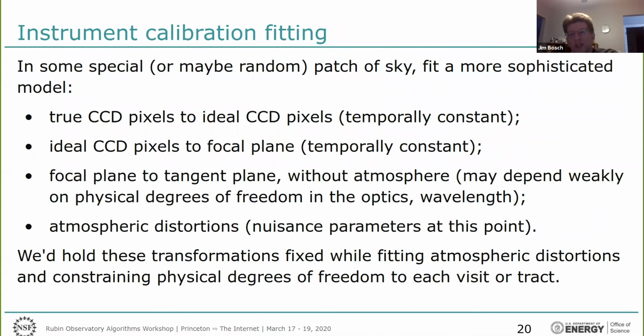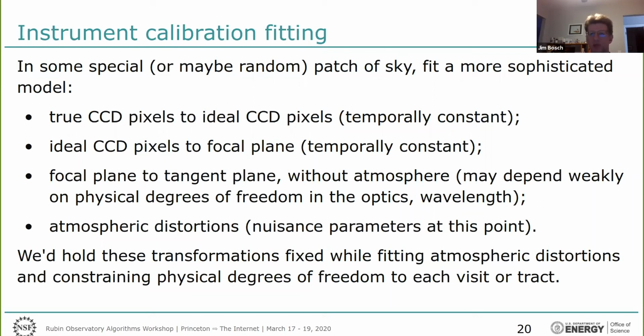We also need to start doing a more sophisticated model of the actual transformations themselves. We'd like to be fitting many more composed terms, true CCD pixels to ideal CCD pixels. This is the electric field effects of various kinds. This would be something that's more or less temporally constant. Ideal CCD pixels to focal plane. Again, that's very close to temporally constant. Focal plane to tangent plane without atmosphere.